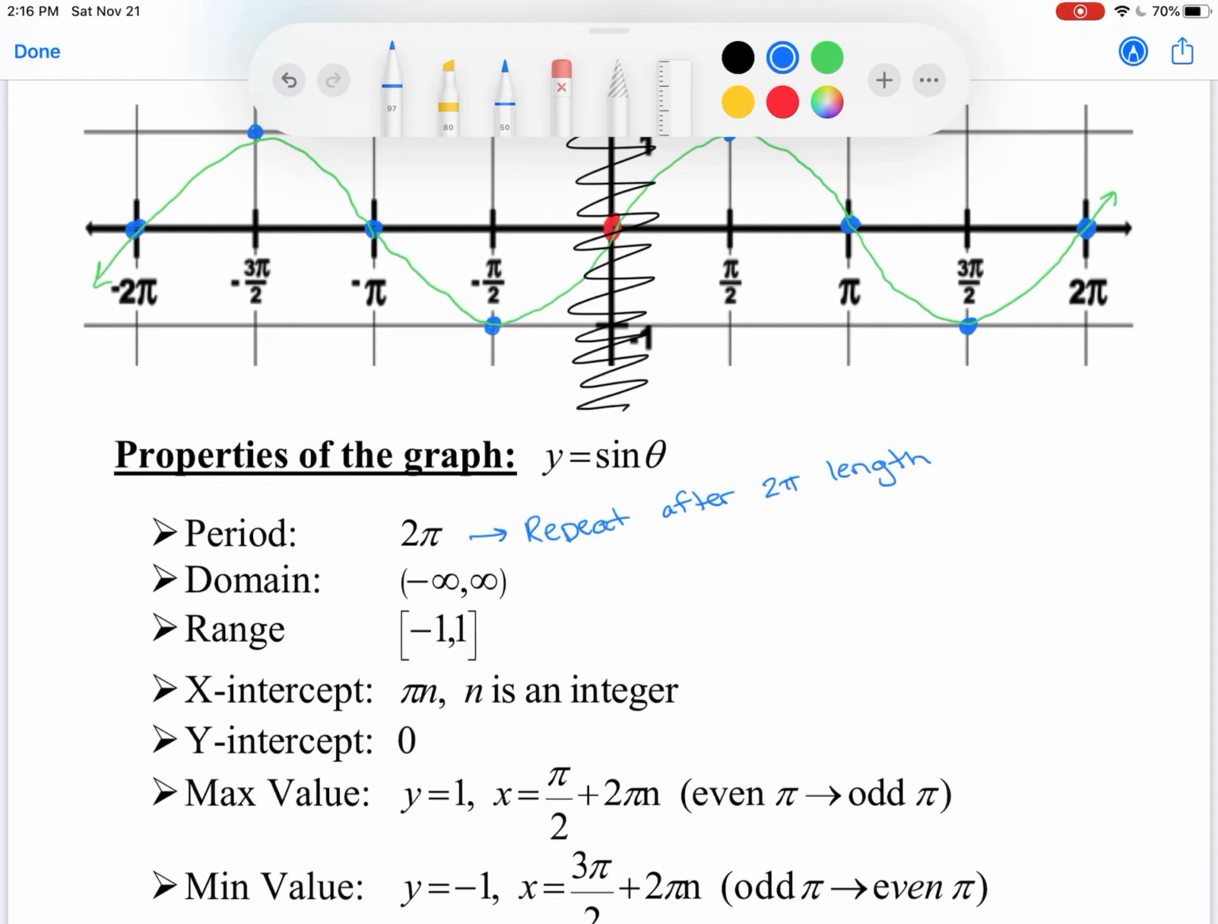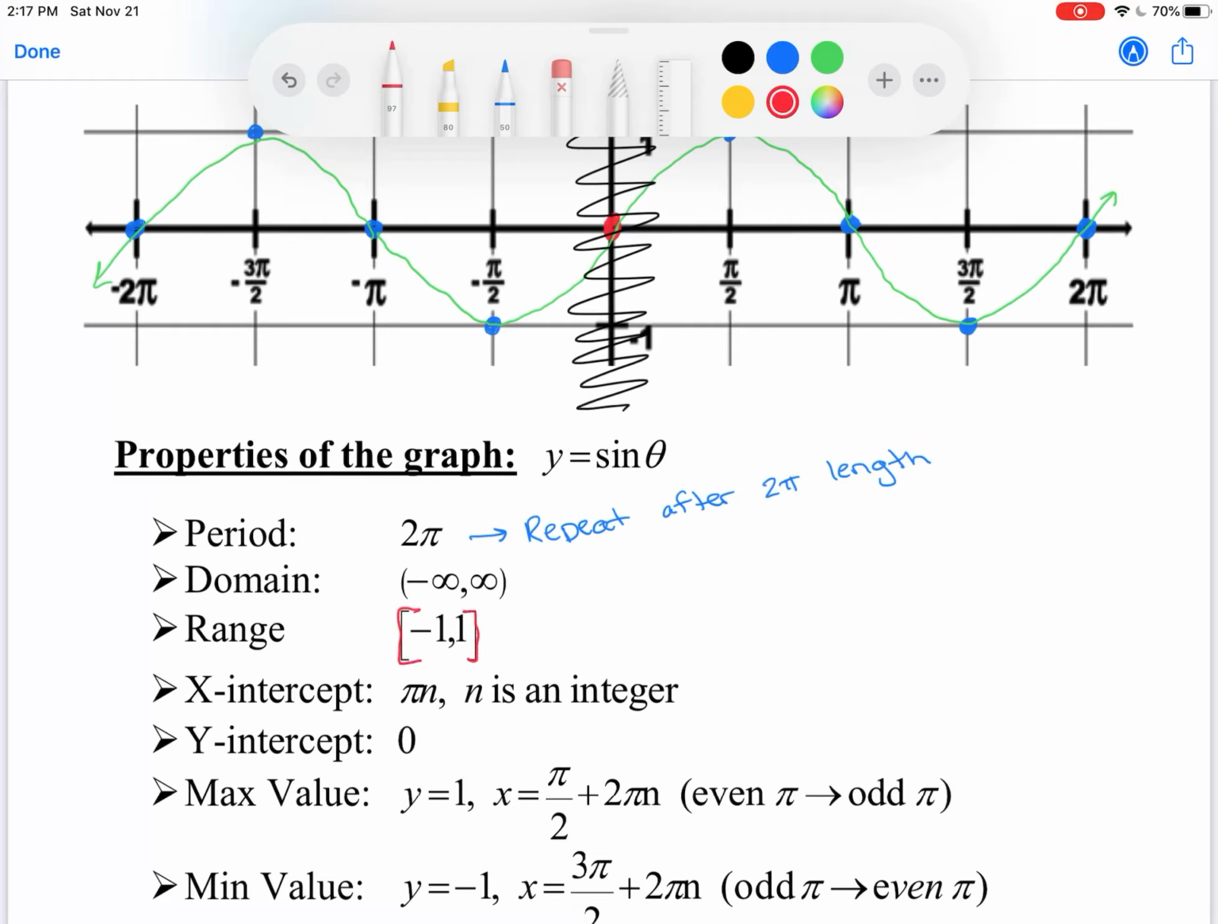The domain, remember domain is your x values, so if you look from left to right, you can choose as many x values to the left and you can choose as many x values to the right, so that means our domain is going to be -infinity to +infinity. That was discussed in unit 1 as well as unit 2 we talked about this semester.